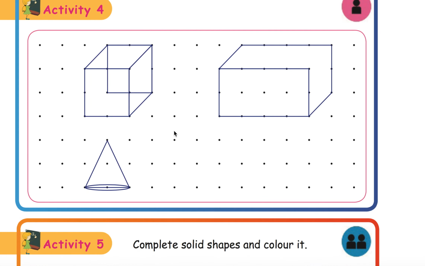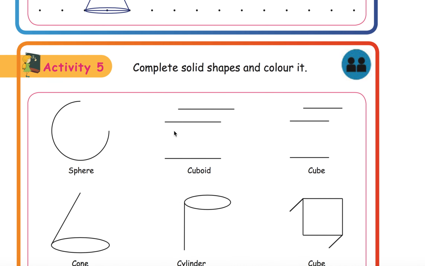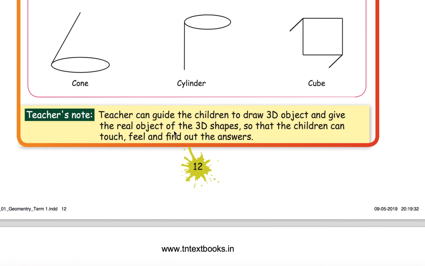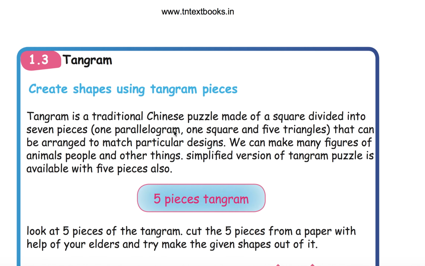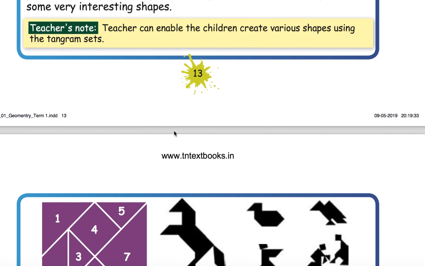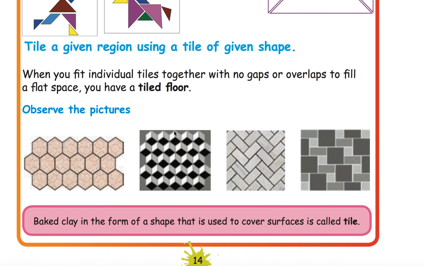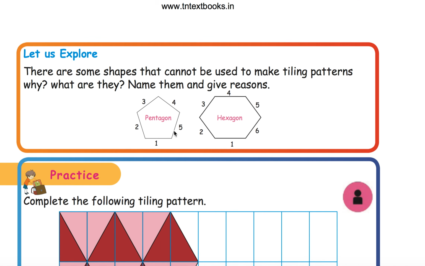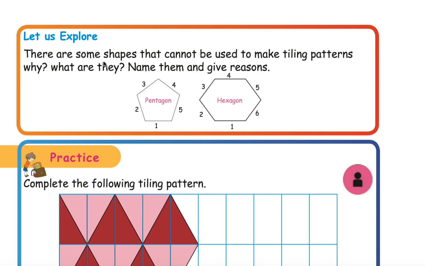Join the dots to form a 3D object. There are some shapes that cannot be used to make tiling patterns. What are they? Name them and give the reasons.